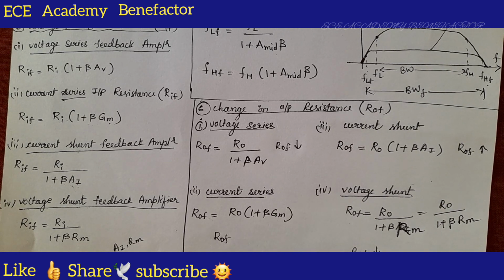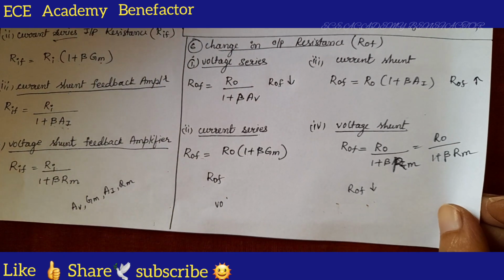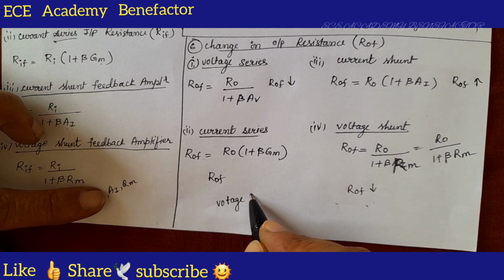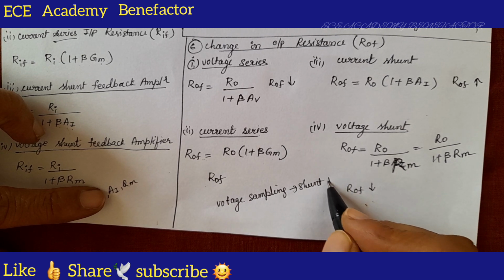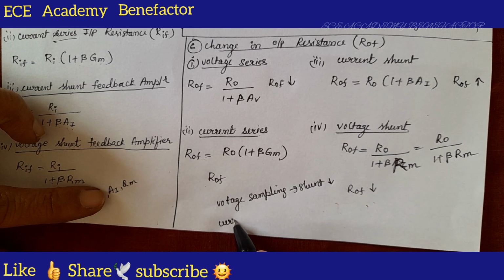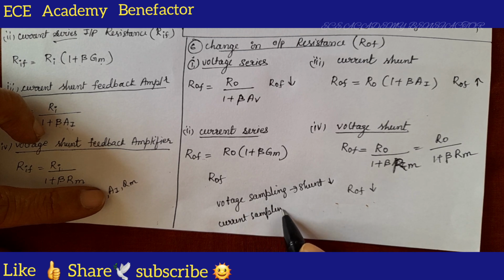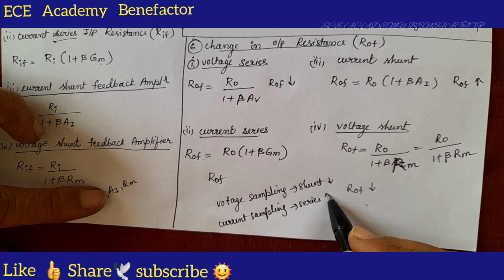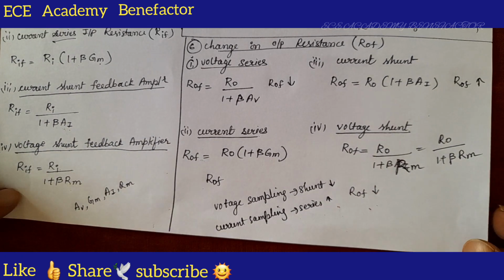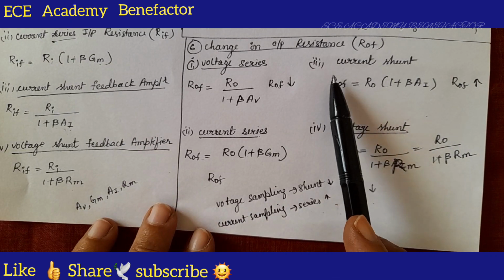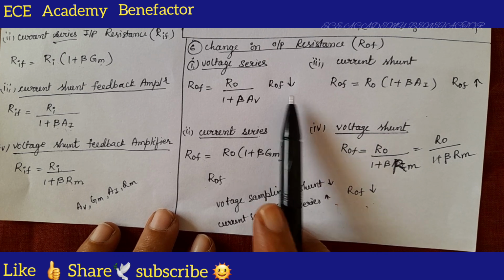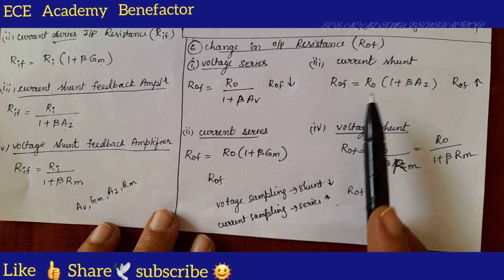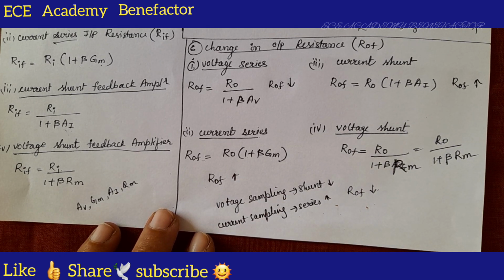So for voltage sampling, what are the connections at the output side? Shunt. Shunt means reduce, ROF will be reduced. For current sampling, current sampling means series connection at the output, so it will be increased. Okay, so in this way you can say that the output resistance is changing depending on the type of feedback amplifier used. So for voltage series it is reduced, for voltage shunt it is reduced, for current series and current shunt it is increased. So there is change in output resistance depending on the type of feedback amplifier.